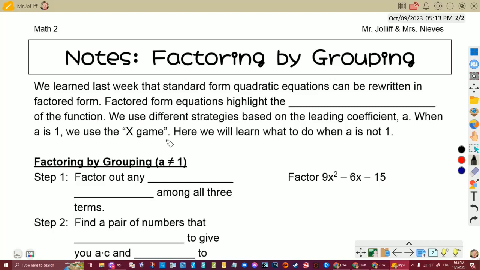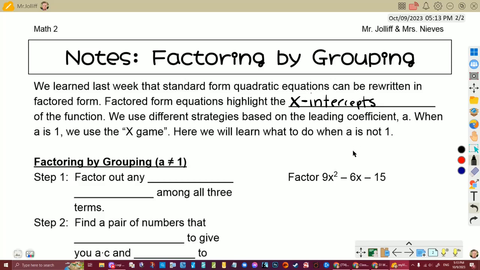Hi everyone. In this video we're going to talk about a new factoring strategy. So we learned last week that we can take standard form quadratic equations and rewrite them in factored form as two binomials being multiplied together. We do that because factored form equations highlight the x-intercepts of the function.